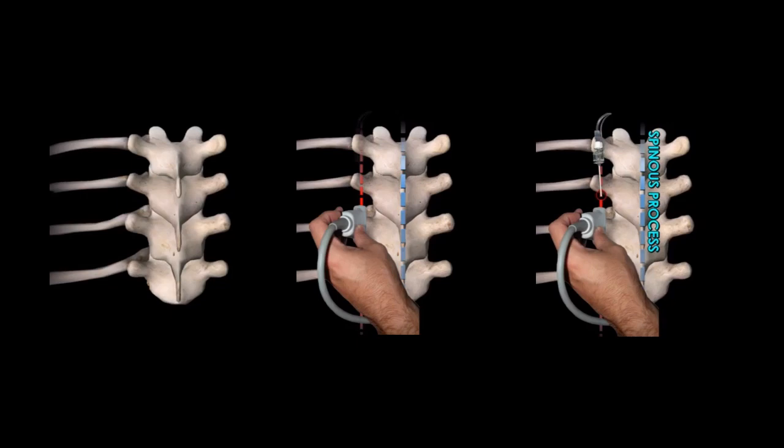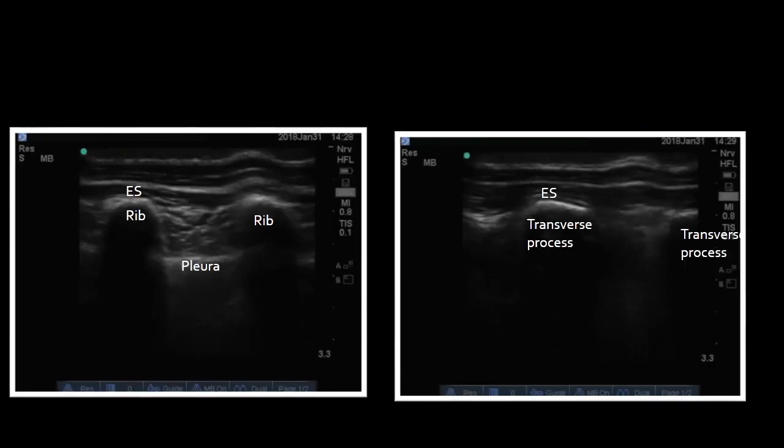In the lower and mid-thoracic levels, only trapezius and erector spinae muscles can be seen. Rib appears as a round, superficial hyperechoic structure, while transverse process appears as a square deep hyperechoic structure.